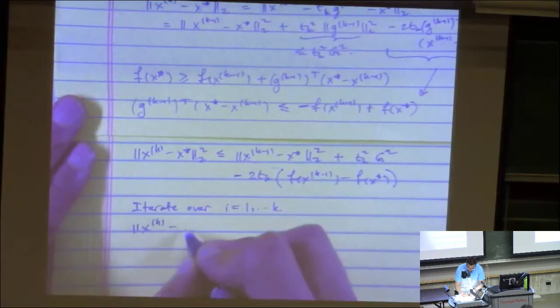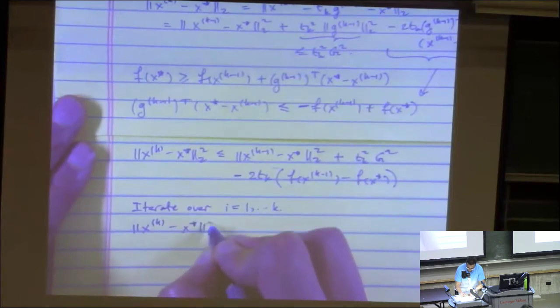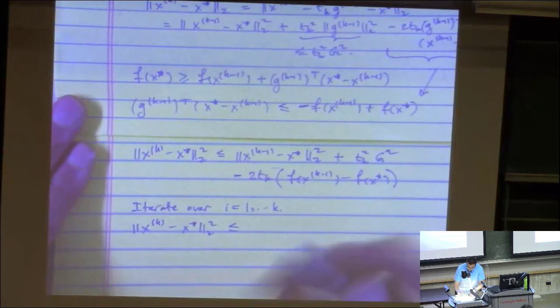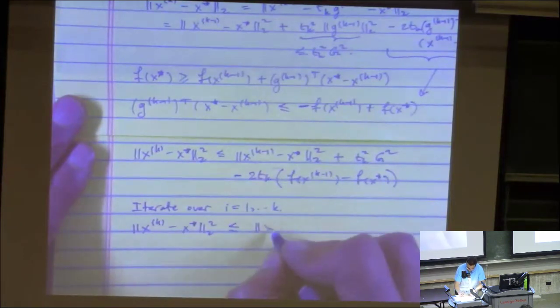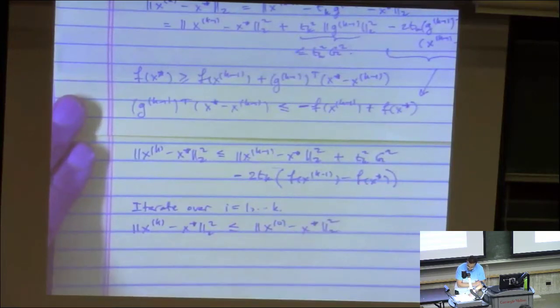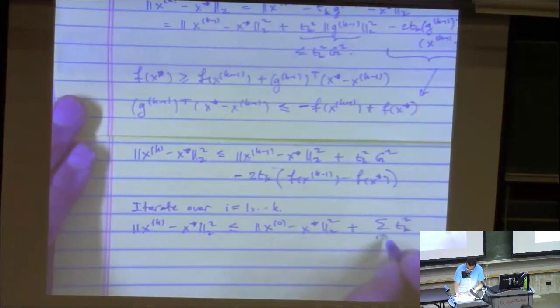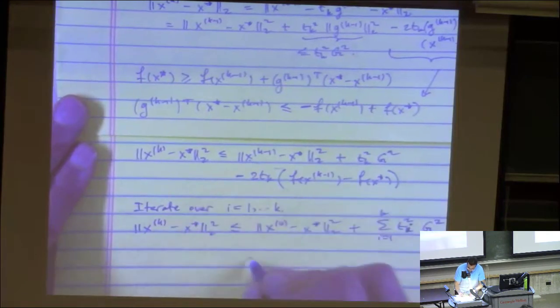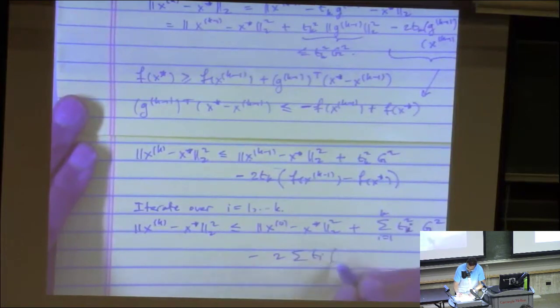Okay, we get x_k minus x star squared is less than or equal to, well, we're going to go all the way to the first iteration, in which case we were comparing the initial point. And now I have the sum of t_i squareds, i equals 1 to k, times g squared. And here I'm going to have minus 2 times the sum of t_i times f of x_{i-1} minus f of x star.